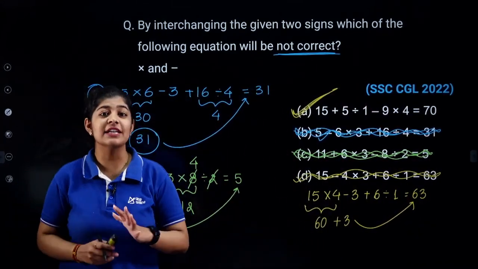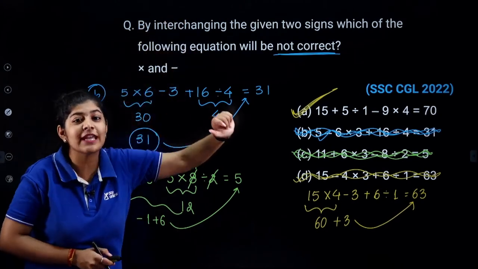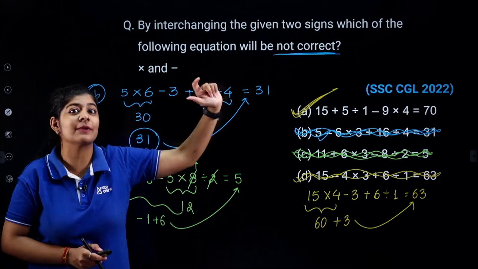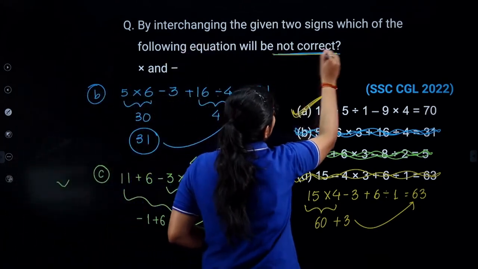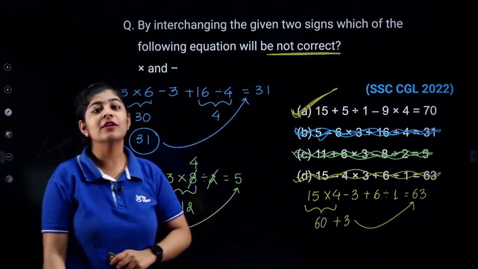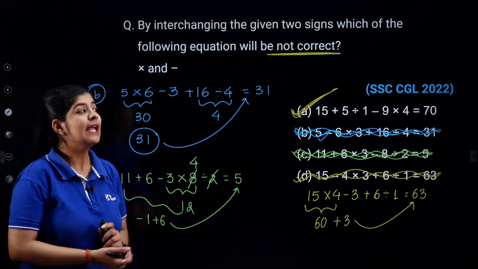Whenever we are having such type of question, we need to read the question carefully, because most of the time the correct equation or the correct statement is asked. But this time we need to identify the not correct one. So the correct answer over here is your option number A. Next one.